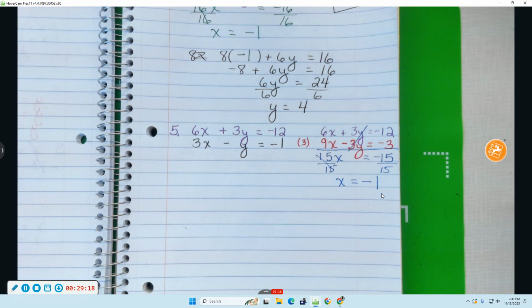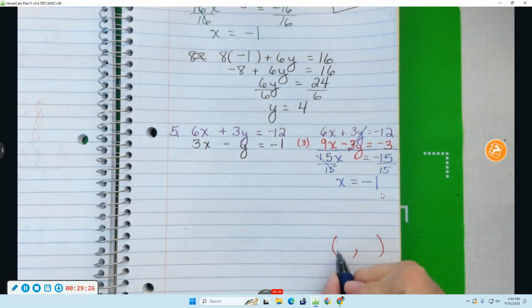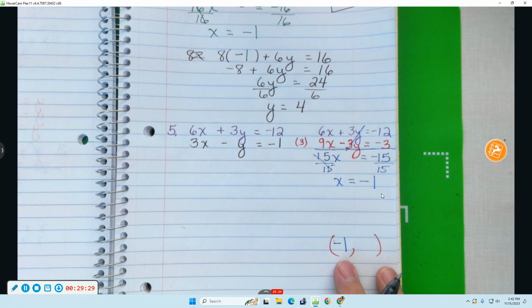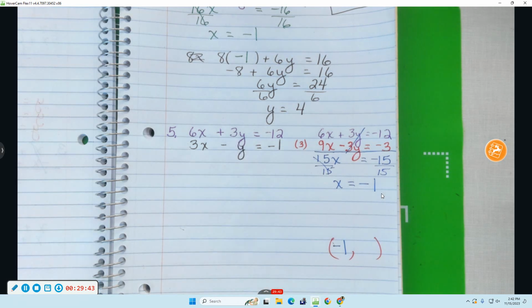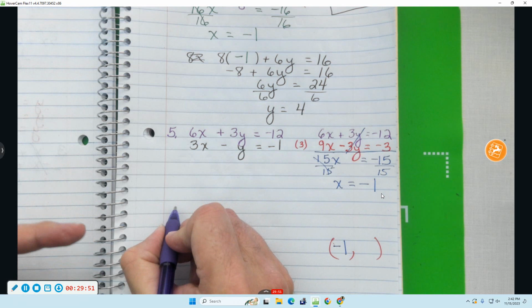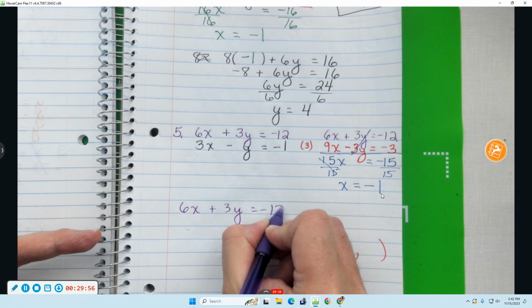Well, we have x, so what are we going to do to find y? Here's my x. X is negative 1. That's going to be my answer. Ordered pair. But I need a y value. Well, which one do y'all want to plug into? First equation or the second? You'll get the same answer either way at the end for y. First one? Yeah, okay. I think that's the one I was going to use. So we're plugging into the first equation.